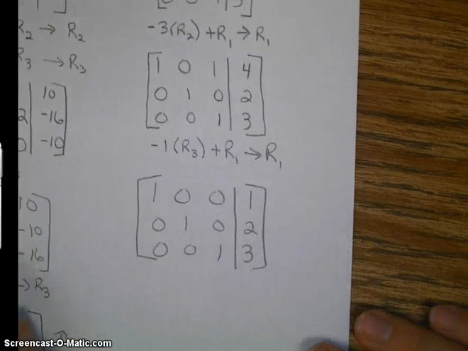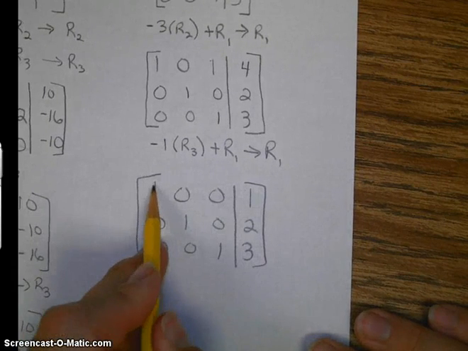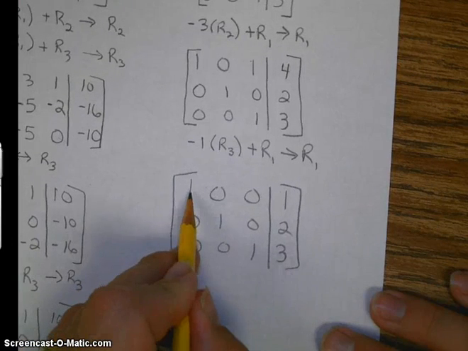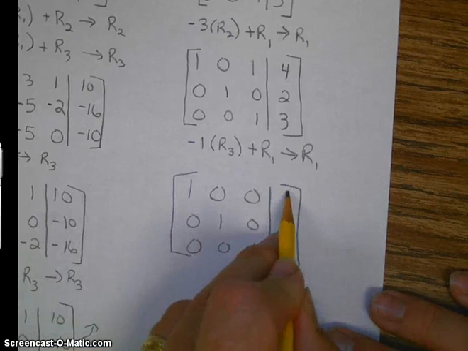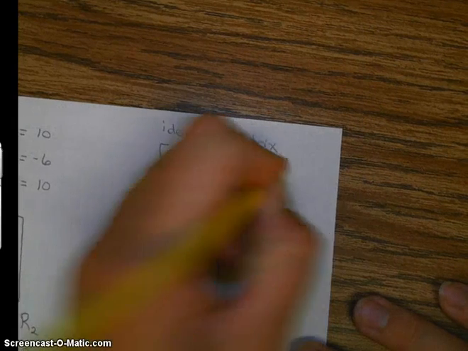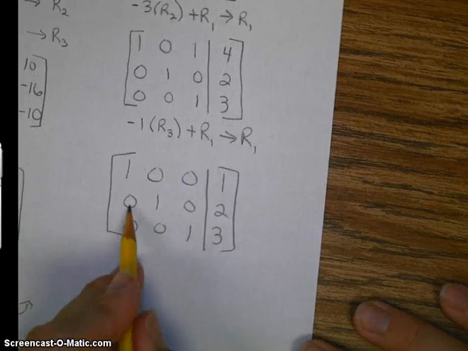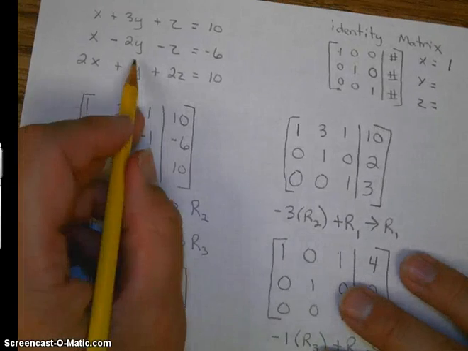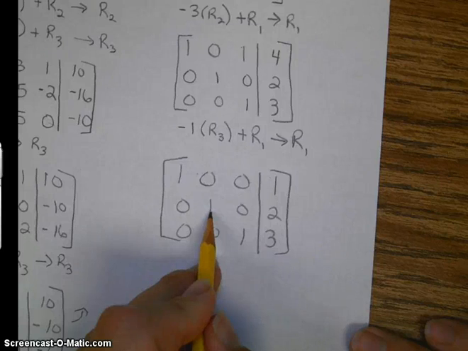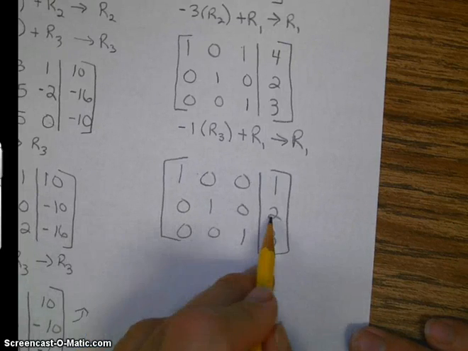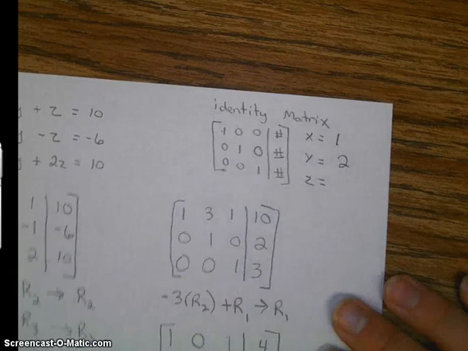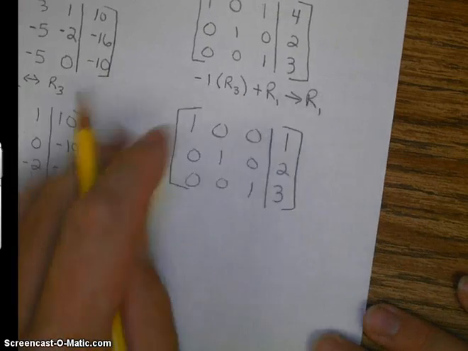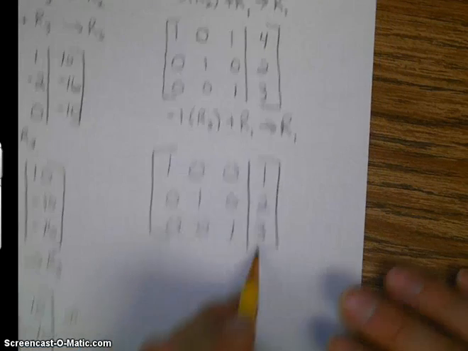Alright, we're ready for our answers. Do you remember what this column represents? X. So that means that X equals 1. The second column represents Y, so we have 1Y, or Y equals 2. And then the third column has a 1 in it, and that's our Z. So 1Z, or Z, equals 3.